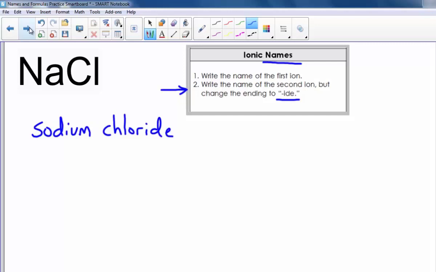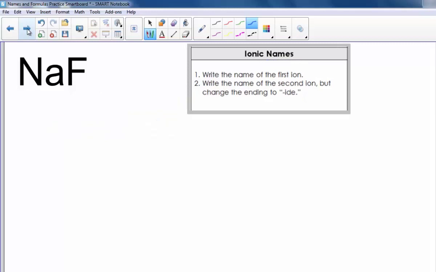Now the next three problems on the page are definitely going to follow the same set of rules. If you feel like you've got the hang of it, go ahead and try the next three and then come back when you're done and check your answers with mine.